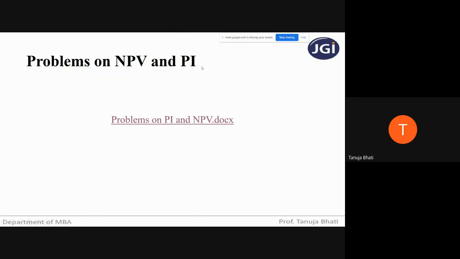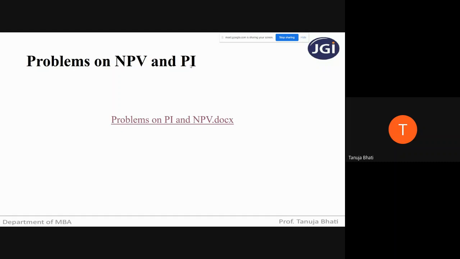In case of profitability index, this is the short form I've written. How do I make a decision rule? If the value of PI is greater than 1, then it is accepted. If it is less than 1, we reject the proposal, and if it is equal to 1, it is indifferent. You all have given correct answers.